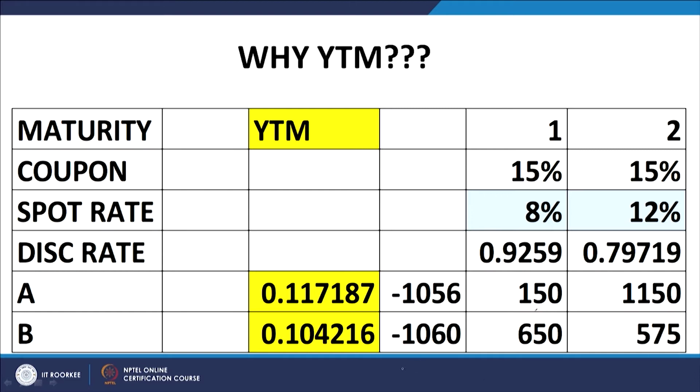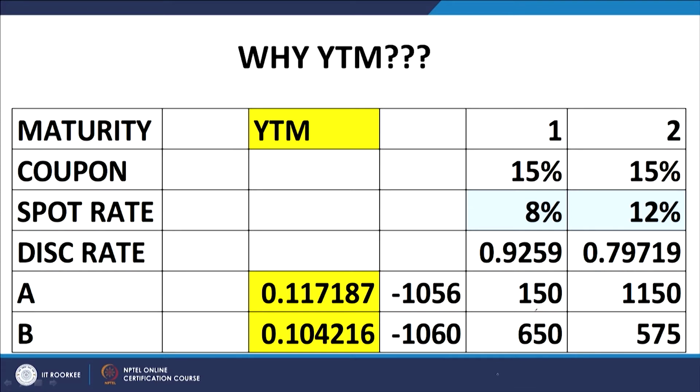Now, the question that the YTM attempts to answer here is, which bond is better? If you ignore this yellow column, it is very difficult to see, because the coupon rates are the same and the spot rates are the same. So, it is very difficult to make a judgment of which of the two bonds is better, or which of the two bonds constitutes a superior investment. So, YTM in this context comes to the rescue.